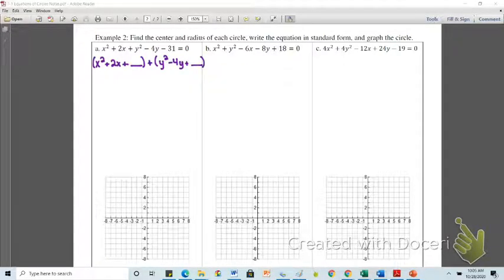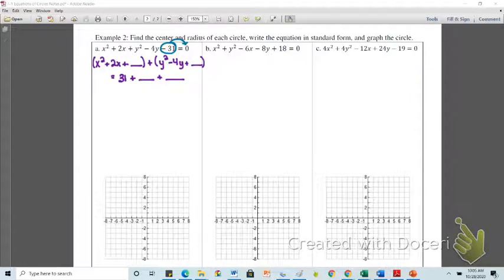I'm going to take my constant and I am going to move it to the other side. And I ran out of room, so we're going to put it right below. So that equals a positive 31. Now to keep my equation balanced, what I add to the left, I need to add to the right. So I added 2 blanks to the left. Therefore, I need to add 2 blanks to the right to keep my equation from being lopsided.